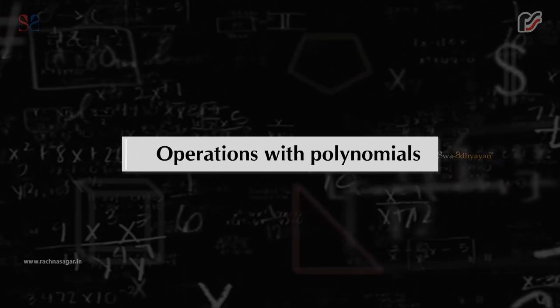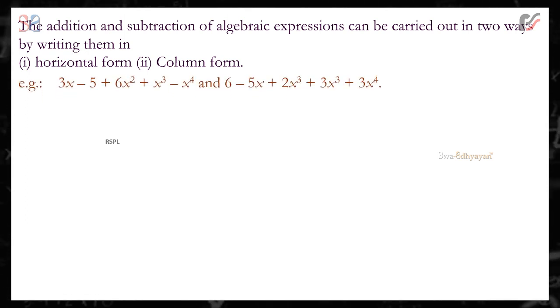Operations with polynomials. The addition and subtraction of algebraic expressions can be carried out in two ways by writing them in 1. Horizontal form, 2. Column form. For example, add 3x minus 5 plus 6x² plus x³ minus x⁴ and 6 minus 5x plus 2x³ plus 3x² plus 3x⁴.